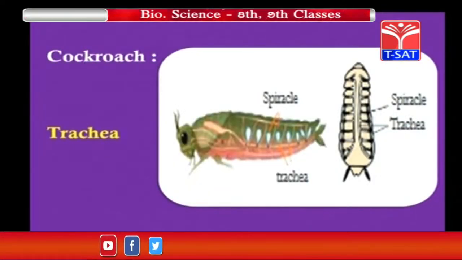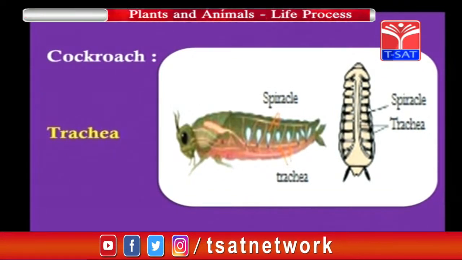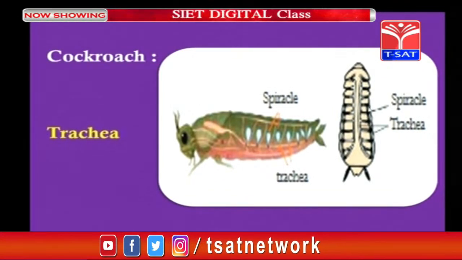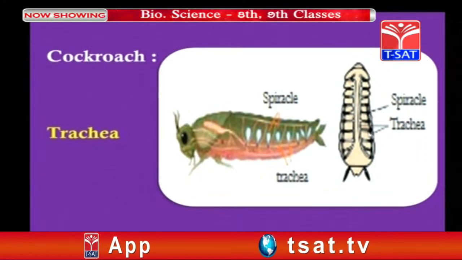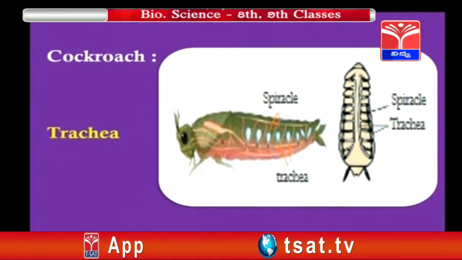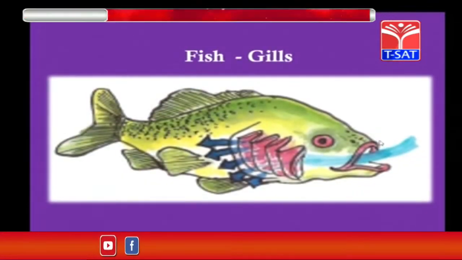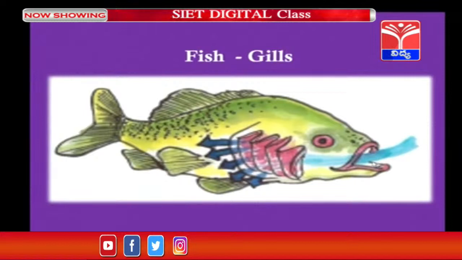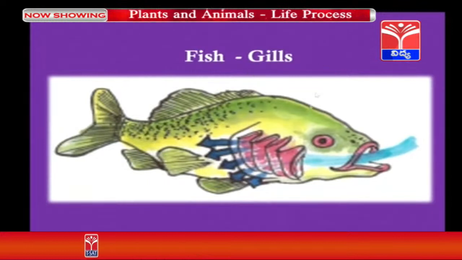And this is cockroach. All insects respire through trachea. Here, small openings are present on the sides of the body called as spiracles. They take in oxygen through these spiracles and it enters into trachea along tubes. And this is fish. You know that fish lives in water. It opens and closes its mouth continuously. So the water passes into the mouth and it enters the gills, because gills are the respiratory organs in fishes.